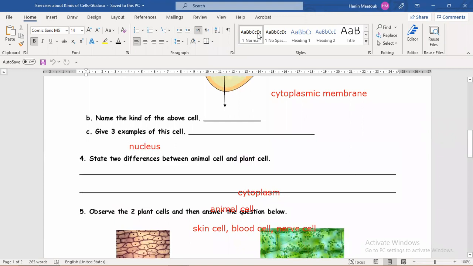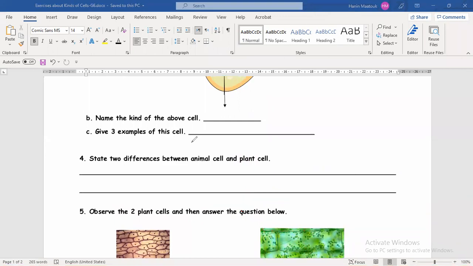And now this question, it's a comparison. They are asking us to state, it means to write, two differences between animal cell and plant cell. To know the differences between animal cell and plant cell, first, we have to review in our mind all the information that we know about them.